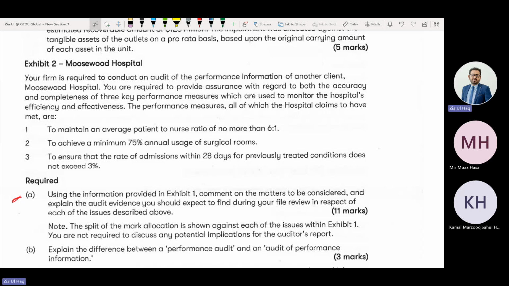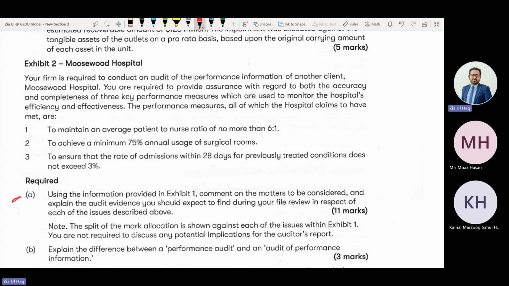What is performance information? It is a statement of KPIs, where the company states some KPIs and prepares a statement at the end of the year on what KPIs they met and what they haven't met, to show their performance. You are required to provide assurance with regard to both the occurrence and completeness of 3 key performance measures, which are used to monitor the hospital's efficiency and effectiveness. The company has set 3 measures, and you need to verify whether those measures have been met or not.